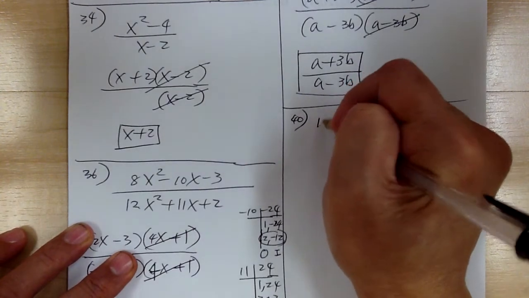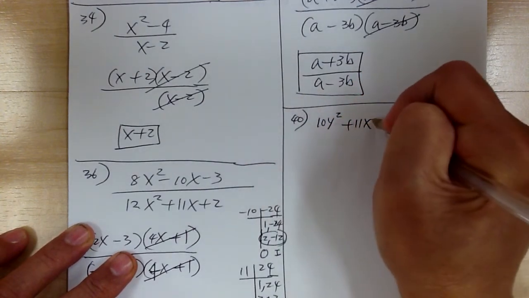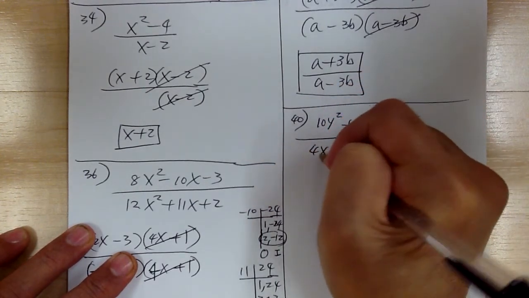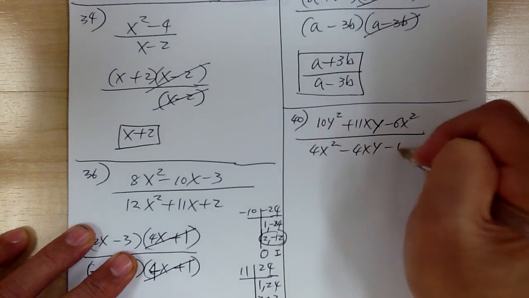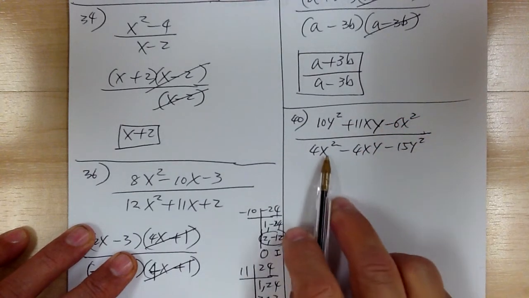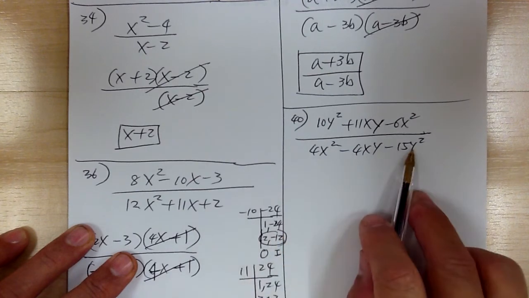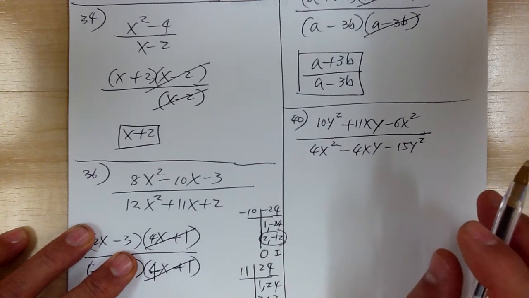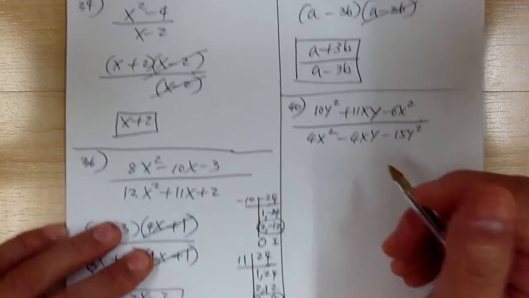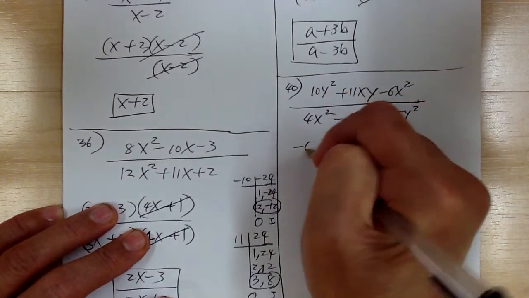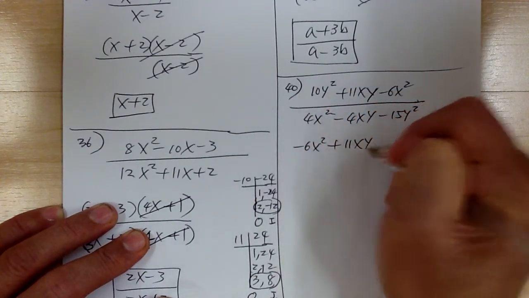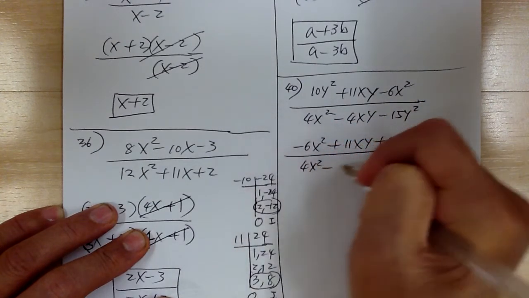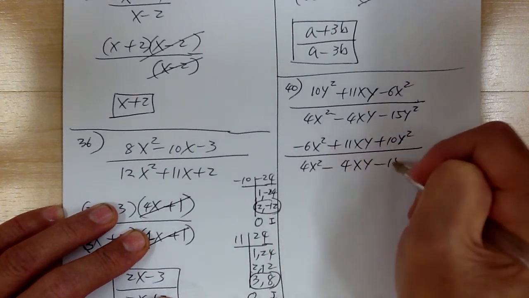Okay, number 40, you have 10y squared plus 11xy minus 6x squared over 4x squared minus 4xy minus 15y squared. Now, if you notice, this has x squared in the front, y squared in the back. This one is reversed, so you need to rearrange terms. That's going to switch the terms, so you got negative 6x squared plus 11xy plus 10y squared over 4x squared minus 4xy minus 15y squared.